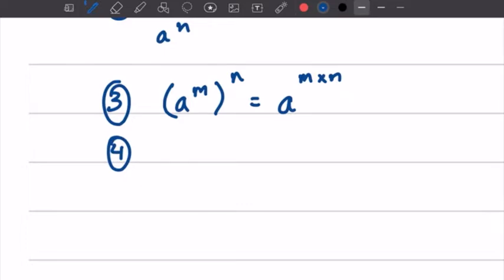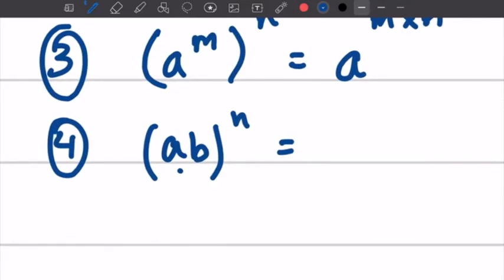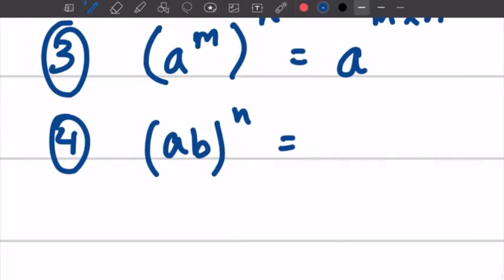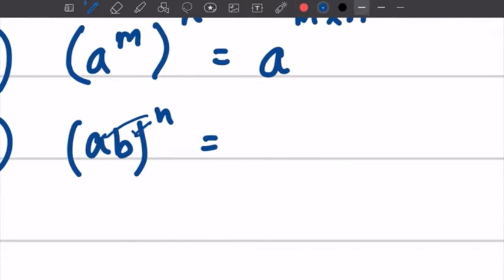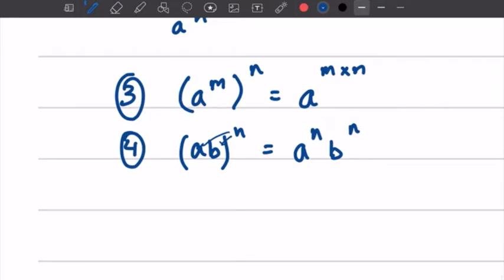That was the third law. The fourth law is when you have something like a times b, to the power of, let's say, n. What does this mean? When you have a power of a product, you have the product of the powers. This is a product, a times b, to the power of n. All that happens here is the n goes to a and the n goes to b. So you will end up with a to the power of n times b to the power of n. You're giving the power to each of the numbers in the product. That's all the fourth law says.